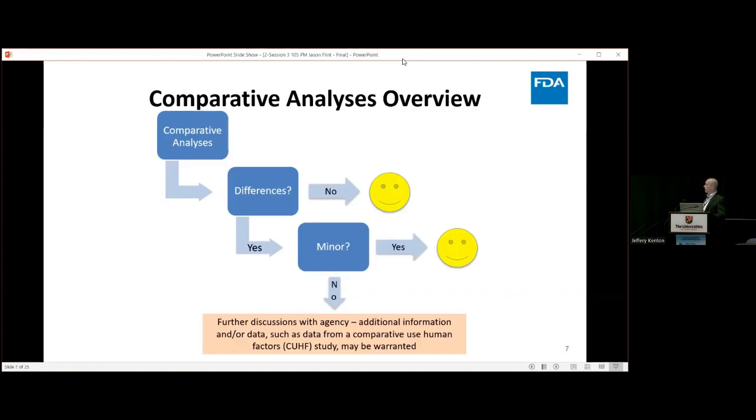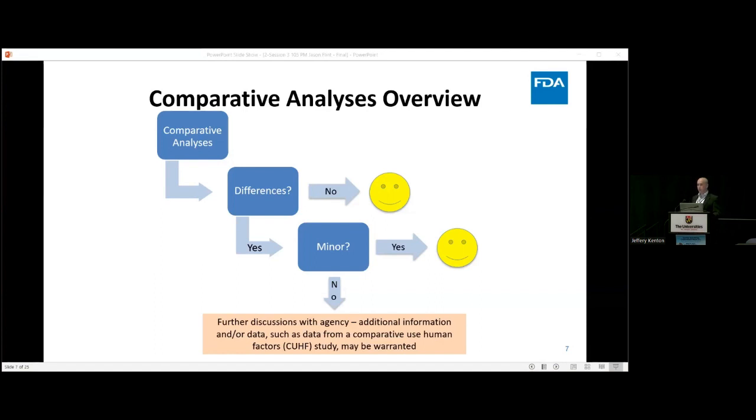But I think it's really important to note that if you do identify other design differences between your proposed product and your reference listed drug, that doesn't necessarily mean that that's going to end up with a comparative use human factors study. And so this is where you would want to have additional conversations with the agency and identify what additional information might be available, what other data might be available. Some of that data may come from a comparative use human factors study.